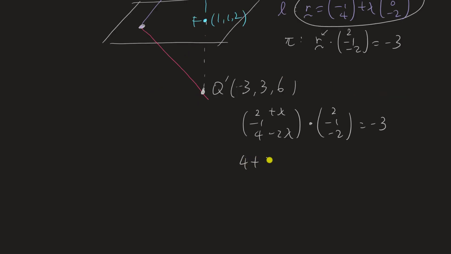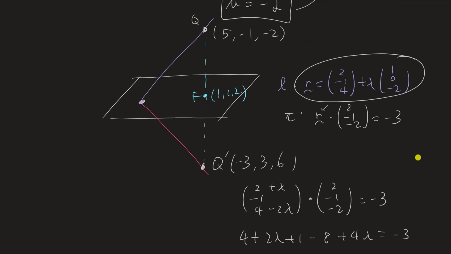4 plus 2 lambda plus 1 minus 8 plus 4 lambda equals -3. Throw all the numbers across, I get 6 lambda equals 0, so lambda equals 0. Now don't panic, lambda equals 0 is not a big deal. Just put lambda equals 0 back into here to find this particular point of intersection. If you put in lambda equals 0, this point will be (2, -1, 4). So now you have all the equipment you need to find the equation of the pink line.